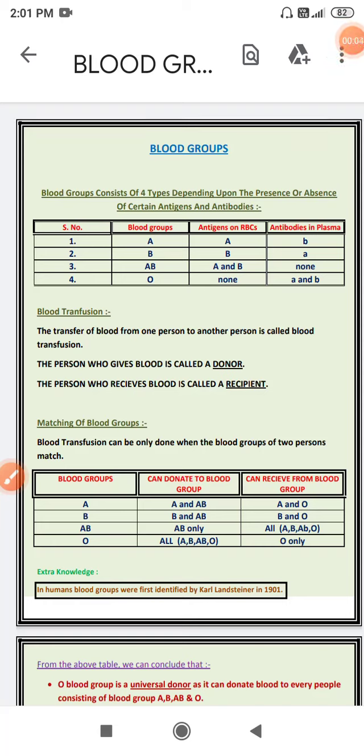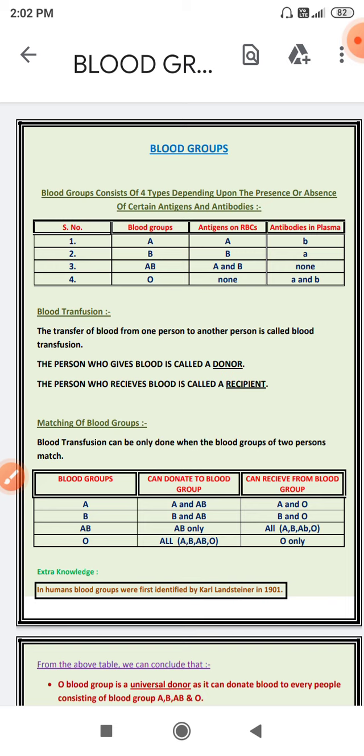Today I have come with a new topic in biology, and the name of the topic is blood group. Before proceeding with the blood group, we have to know the two basic components of this topic. So without taking much time, let us directly proceed with the chapter.